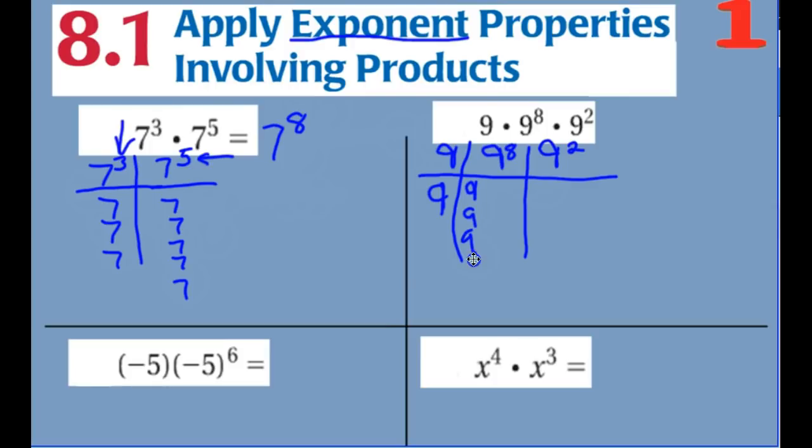1, 2, 3, 4, 5, 6, 7, and 8. Here we only have 9 2 times. So if we count these up, we have 1, 2, 3, 4, 5, 6, 7, 8, 9, 10, 11. We have 9 to the 11th power.